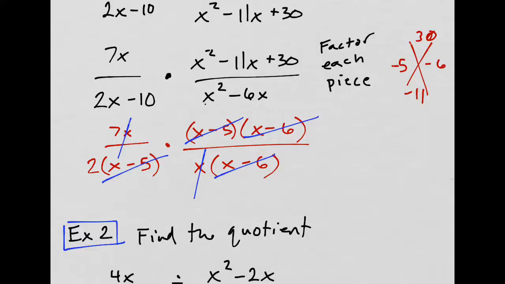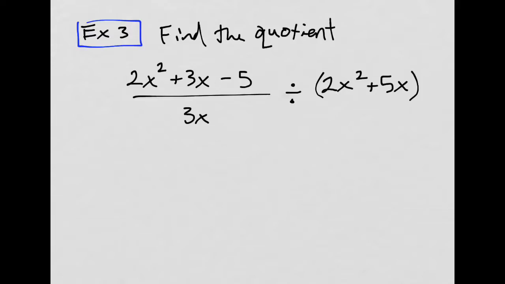We just never write the 1 because 7 times 1 is still just 7. 2 times 1 is still just 2. If you're adding and subtracting and stuff cancels out, that cancels to 0. So make sure you understand that. So my answer is what? 7 divided by 2. 7 over 2.